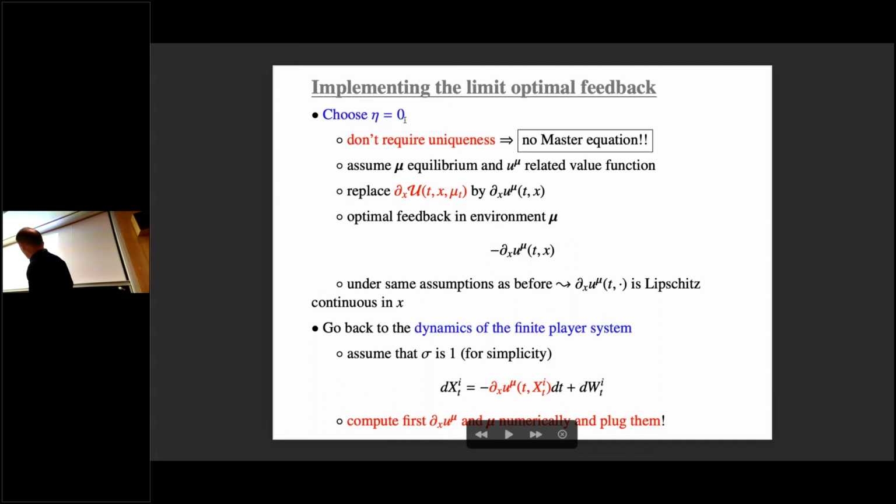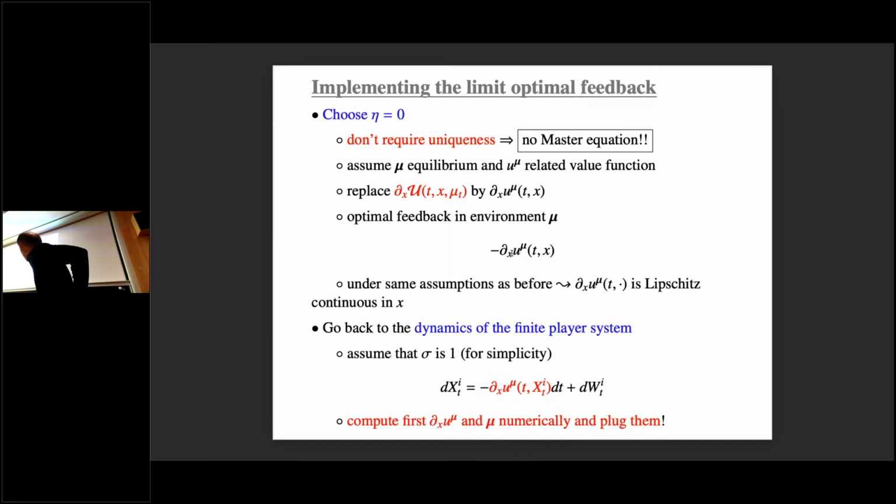And so don't require uniqueness. This is absolutely consistent with what I was just telling you. There is no master equation, but you don't need it for the strategy of constructing approximate Nash equilibria in the particle system. You just replace the derivative of calligraphic Q by the derivative of U, where U is just the solution of the Hamilton-Jacobi equation, and you say that everybody now is playing this strategy.